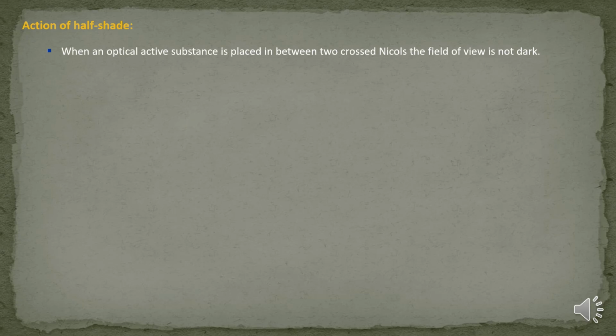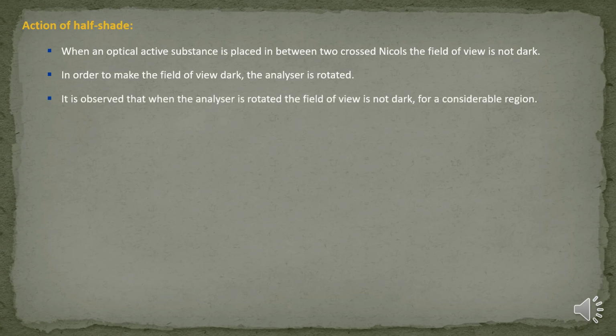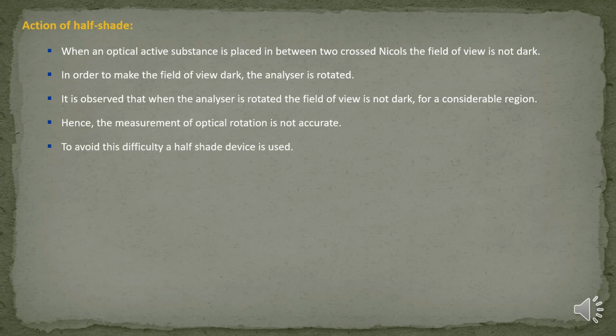Action of half shade. When an optically active substance is placed between two crossed Nicols, the field of view is not dark. In order to make the field of view dark, the analyzer is rotated. It is observed that when the analyzer is rotated, the field of view remains dark for a considerable region. Hence, the measurement of optical rotation is not accurate. To avoid this difficulty, a half-shade device is used.